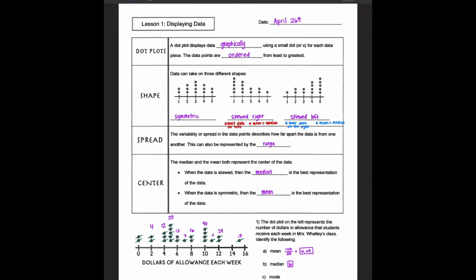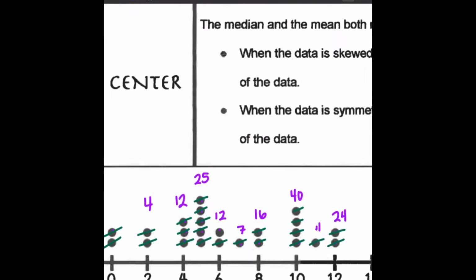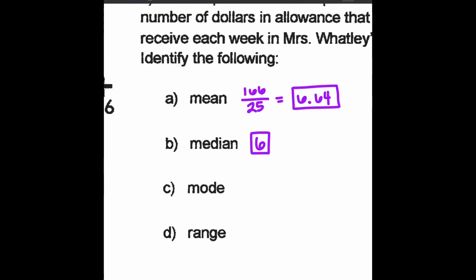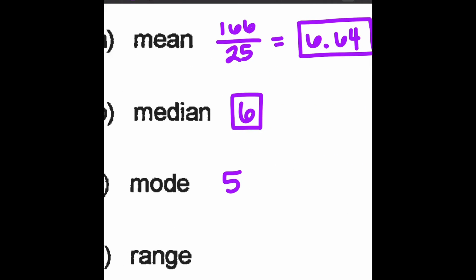Okay, now the mode. Remember, the mode is the term that occurs most often. So what has the most dots? Well, when I look, I have 5 dots at 5. So 5 is the mode.